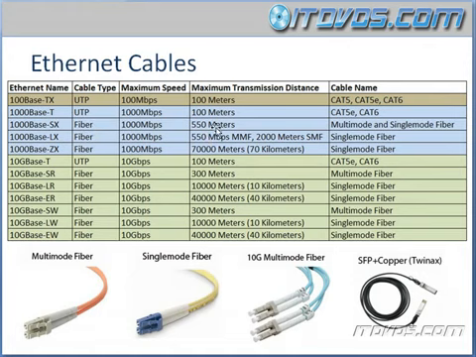If we need to go over 550 meters, then we're going to be using long, or there's 1000 base ZX. That's fiber also, 1000 megabits per second, and this can actually go 70,000 meters or 70 kilometers, and this is going to be single mode fiber. So again, if we need to go over 550 meters for fiber, or 1000 megabits per second in general, we need to use 1000 base LX or 1000 base ZX.